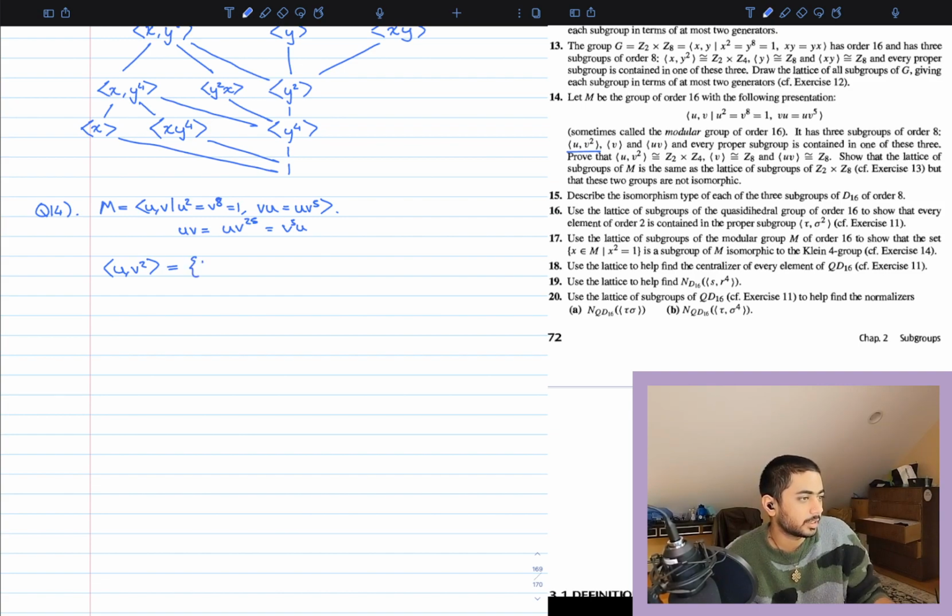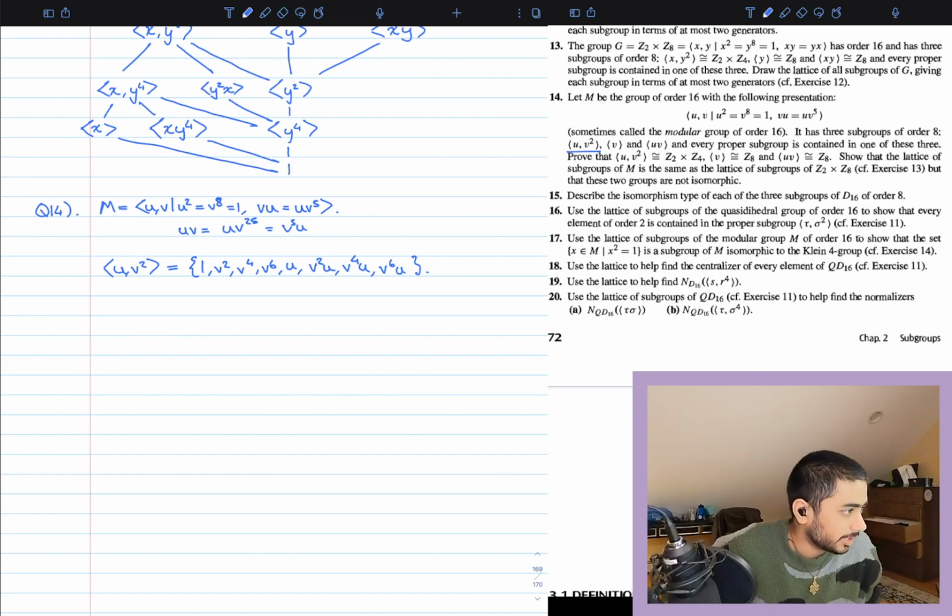So this as a set, it's got 1, it's got v squared, it's got v to the 4, it's got v to the 6, it's got u, it's got v squared u, it's got v cubed u, v to the 5u. Wait, what am I doing? No, it's got v to the 4u, v to the 6u, and that should be all.